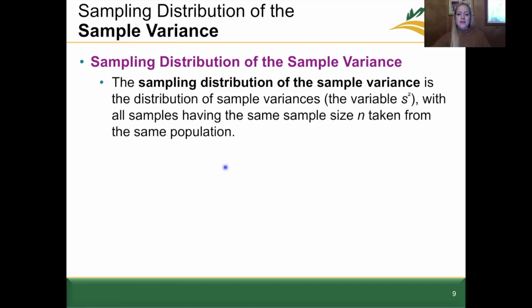So the sampling distribution of the sample variance is the distribution of all sample variances, or in this case, our variable is S squared. Remember, S squared is the variance of the sample, where sigma squared is the variance of the population. So it's really important to keep that notation clear here, especially in this section. Again, with all samples having the same sample size n taken from that same population.